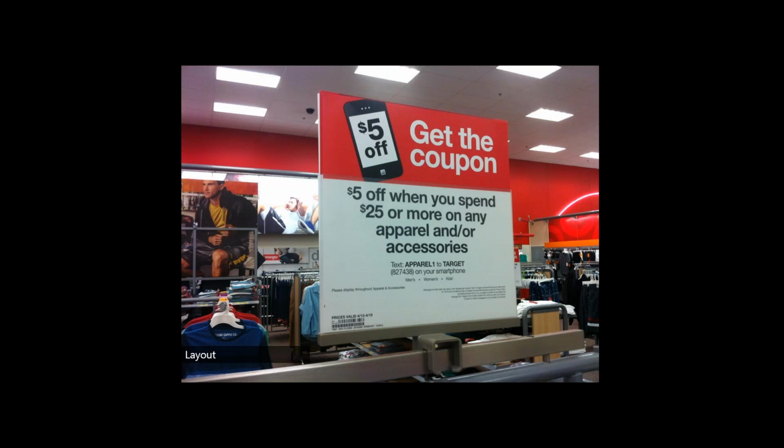I would like to save $5. As you get closer, it gives you the information about the deal, and then even closer information about how to actually get it by texting to Target. So the most important information, or the thing that you want people to notice, is the thing that's visible from the farthest distance away, and more information as the person chooses to get closer and read more about it.